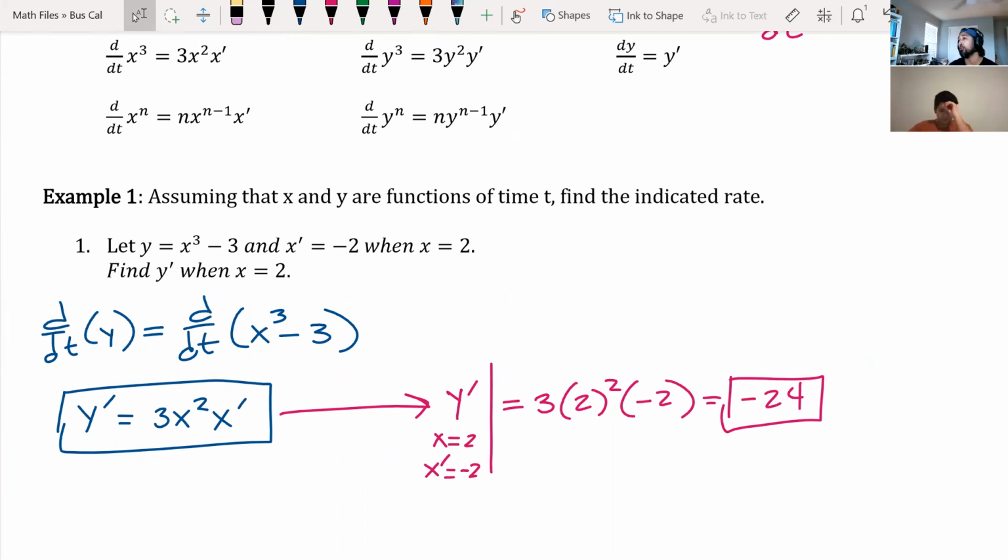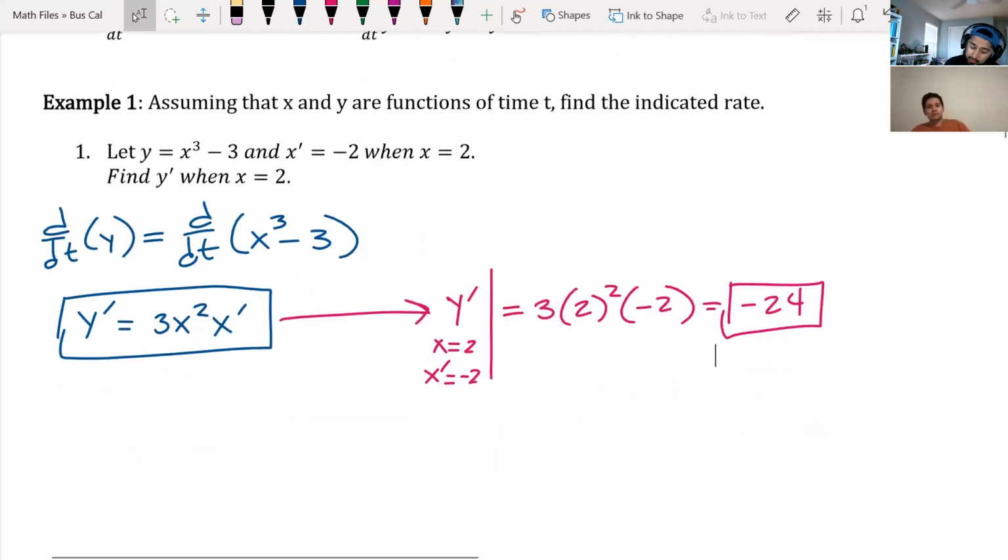Any questions on this one before moving on? So just to clarify, all we did is, the first equation that came out, we simply plugged in the 2 and the -2 where they belonged, where the x and the x prime, and we just solved for that. That's it. Exactly. And that's why we don't plug anything in at the beginning. You always plug in at the end.